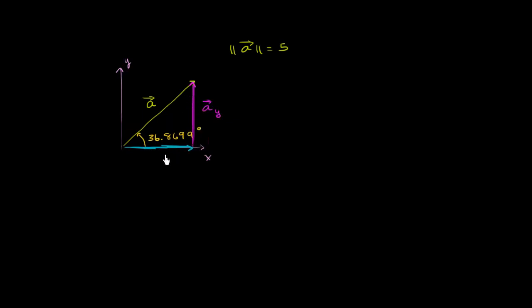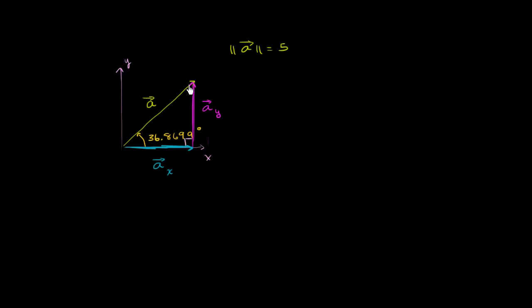And we could call this horizontal component A sub x. And what I want to do is figure out the magnitude of A sub y and A sub x. So how do we do that? Well, the way we drew this, I've essentially set up a right triangle for us. This is a right triangle.